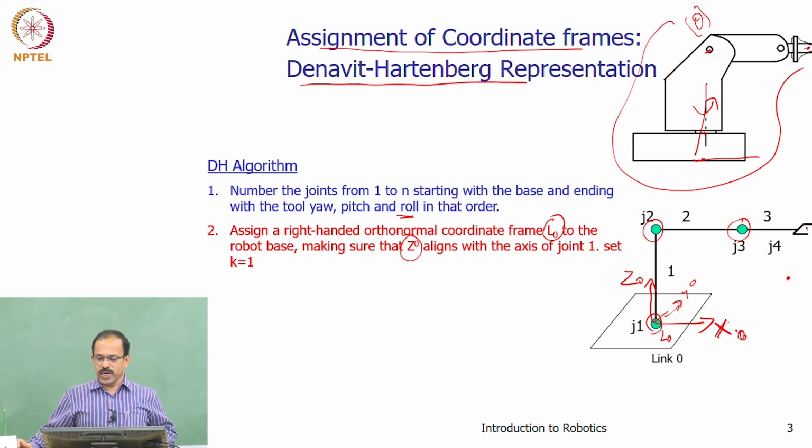Okay, I said k is equal to 1. So this is L0, x0, y0, z0. That is the base coordinate frame L0. Now k is equal to 1, we get the coordinate frame L1. So we need to get L1 as the next coordinate frame, and the next coordinate frame basically represents the joint 2, or with respect to what point the joint 2 rotates.